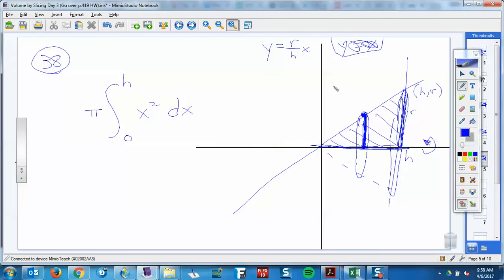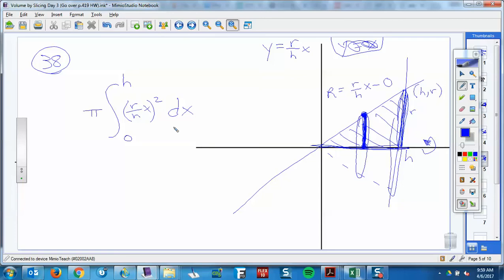So now I'm going to use big R because I used little r for this. Now I want this strip, which is the radius of my slice, and I'm going to call that big R. So now big R is going to be this Y value, which is R over H X minus 0. Now I come over to here, and my integral is pi times R squared, so now it's going to be R over H X squared. Now type that into your calculator.